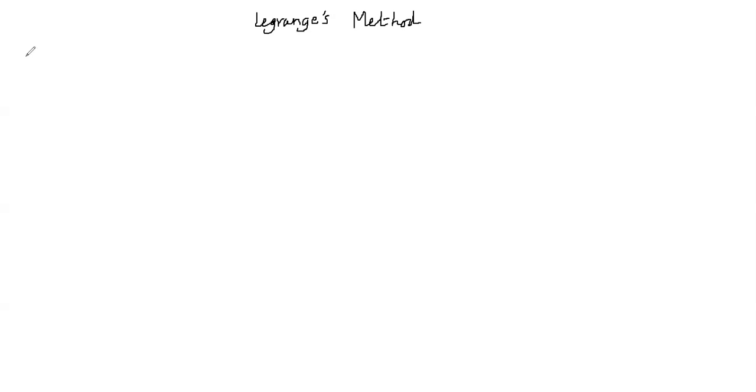So in Lagrange's method, the first step will be we have to find what exactly is asked in the question. What we have to find, that will be the function. We can write it as function, it can be f of x, y, z.